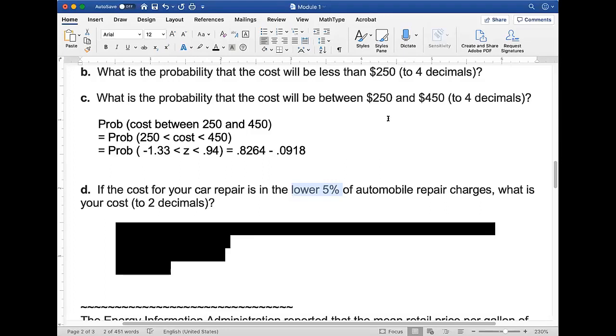Okay, so this is a probability. In order to work on this problem, what you need to do is draw a bell curve. Very, very important.